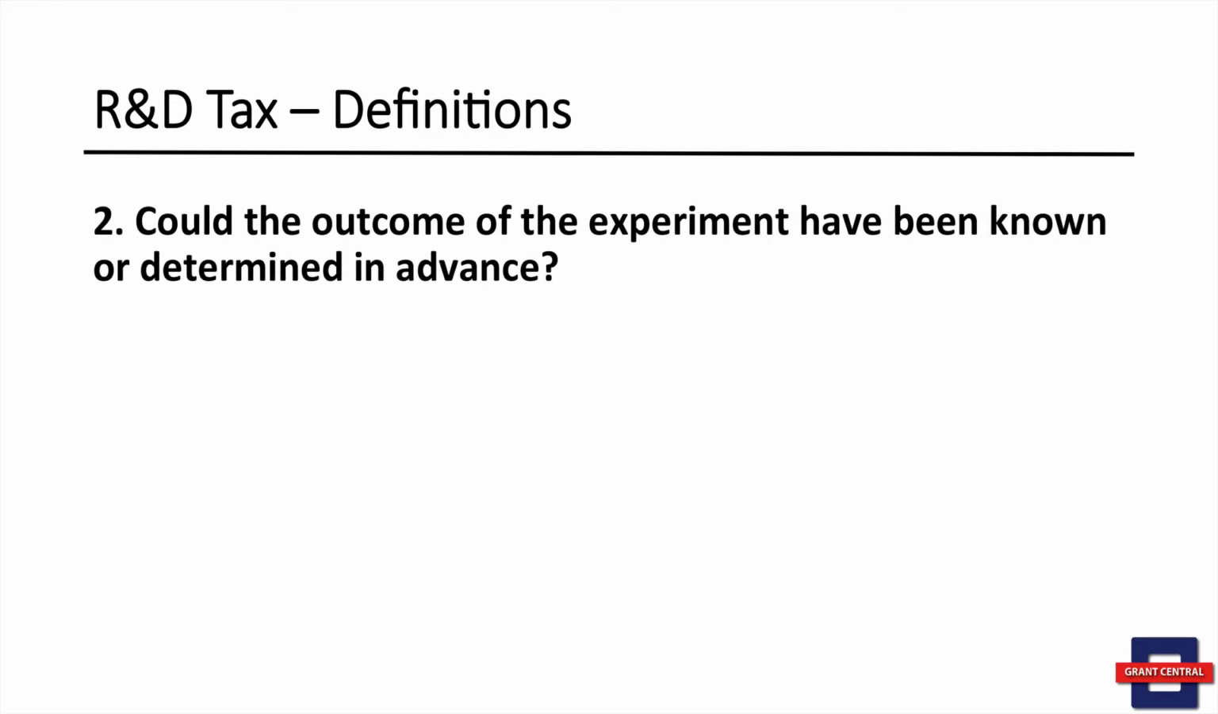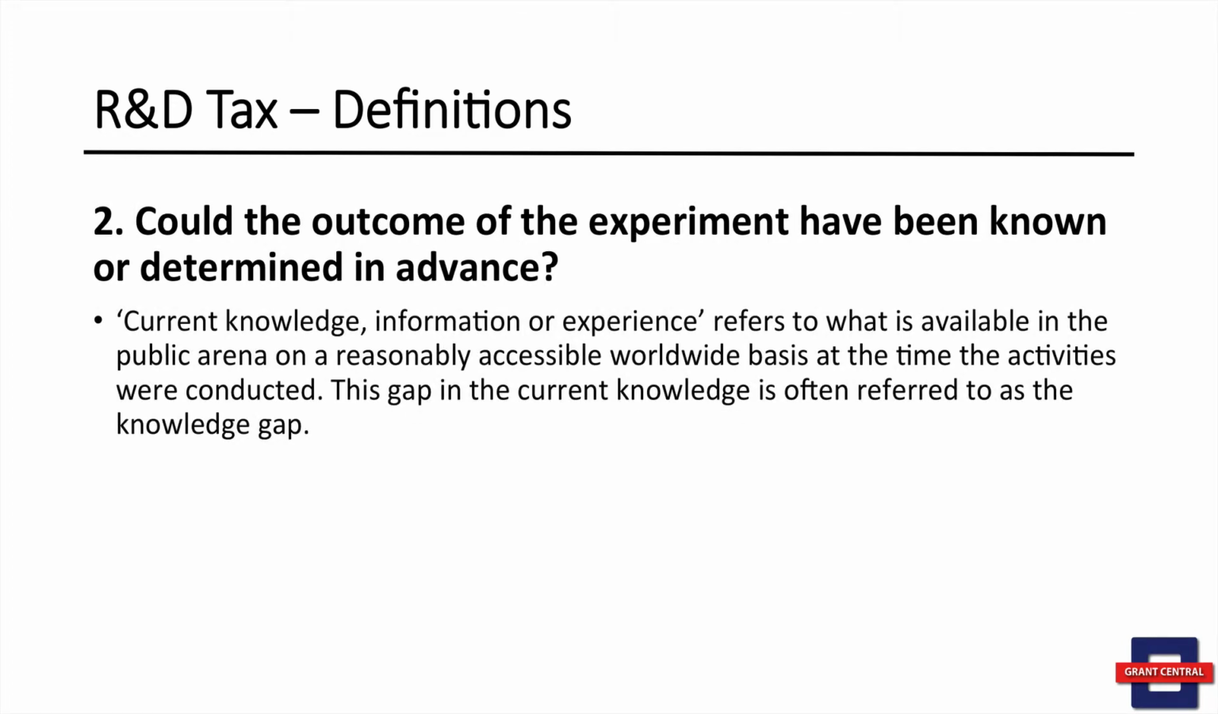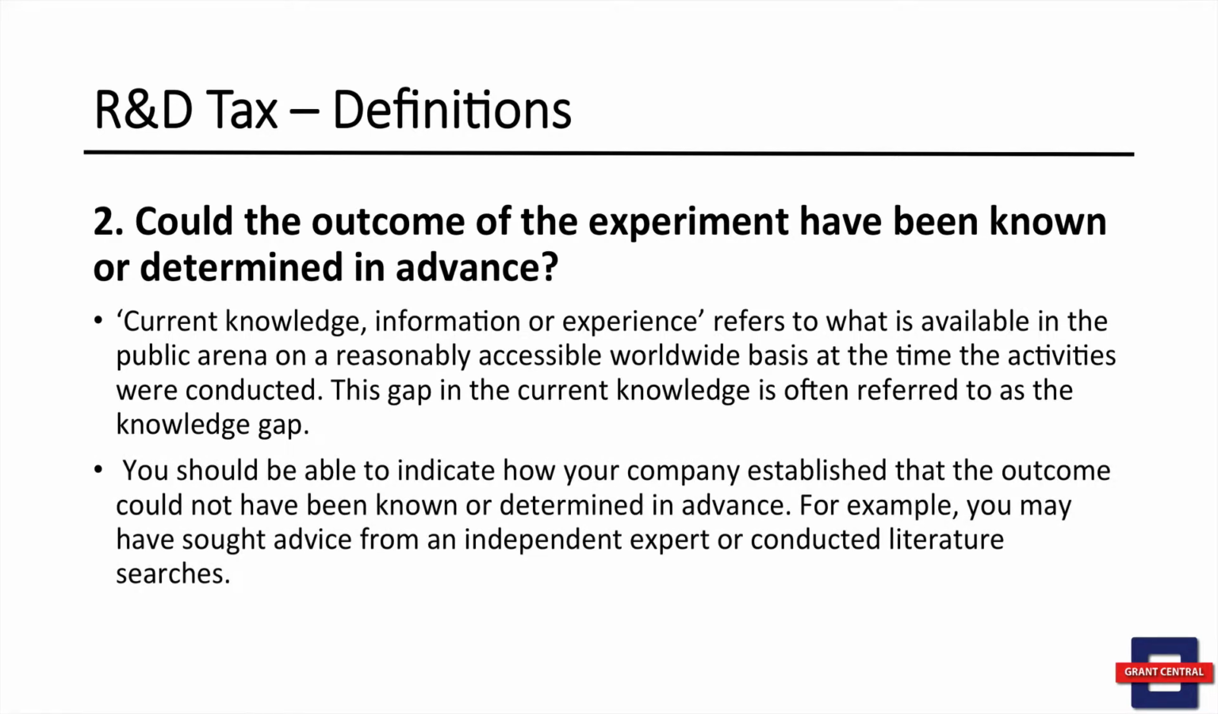When we talk about current knowledge, information, experience, it refers to what is available in the public arena on a reasonably accessible worldwide basis at the time the activities were conducted. This gap in the current knowledge is often referred to as the knowledge gap. You should be able to indicate how your company established that the outcome could not have been known or determined in advance. For example, you may have sought advice from an independent expert or conducted literature searches. Probably the most popular one that I see is doing Google searches, but remember, you need to do these Google searches at the time that you start the experiments.